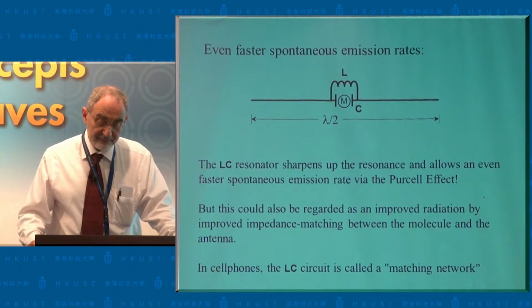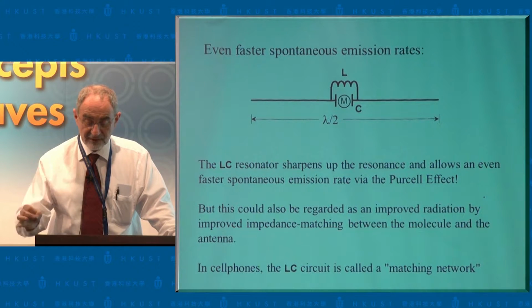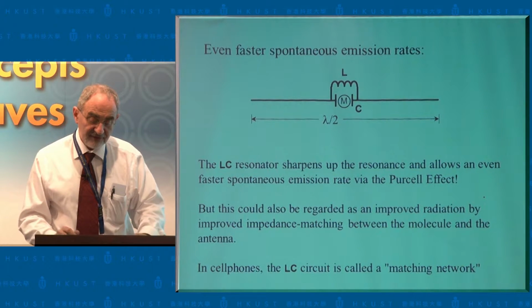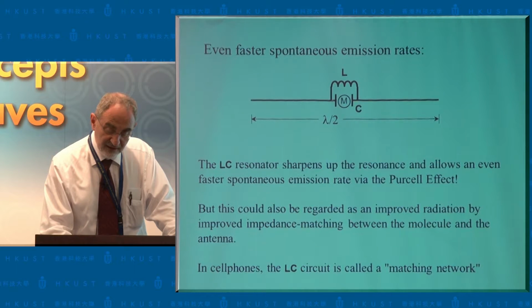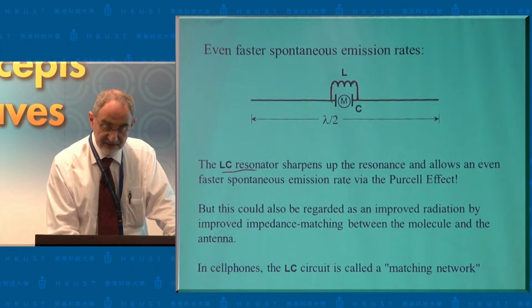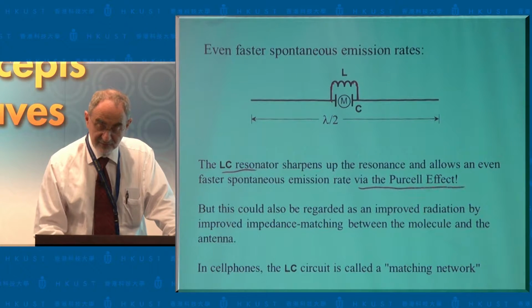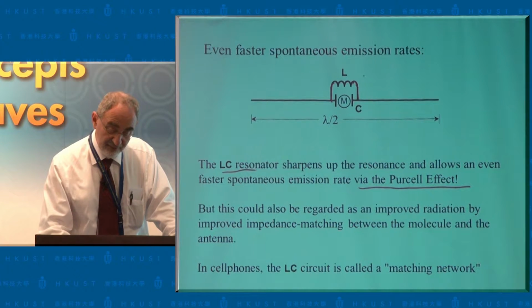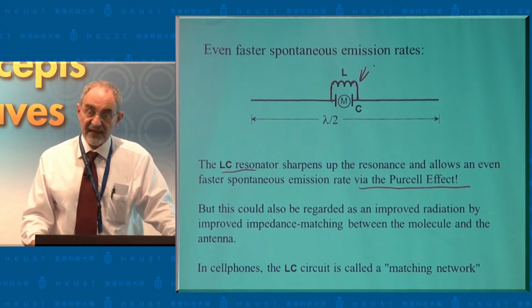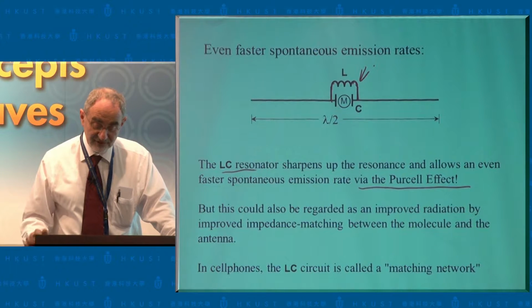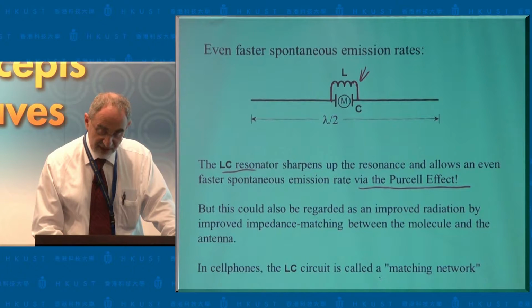Now, in putting this little quantum dot of indium gallium arsenide on, there are ways of making things even faster. For example, if you build a little resonant cavity around the light emitter, that's like enhancement by the Purcell effect. So indeed it is, and this type of LC circuit is often used in antennas and greatly helps the spontaneous emission, basically by improving the impedance matching. However, it's nothing as glamorous as the Purcell effect. In fact, engineers simply call this a matching network.